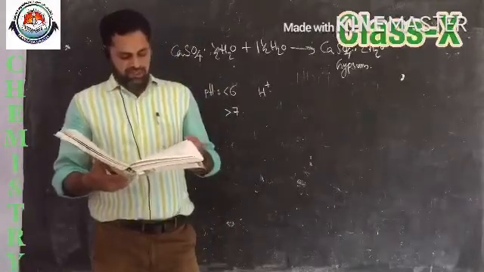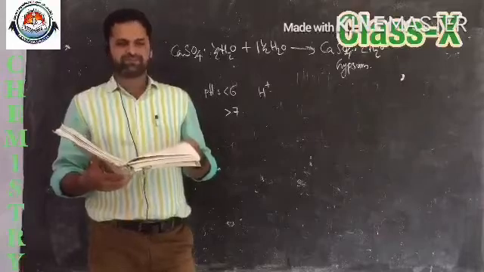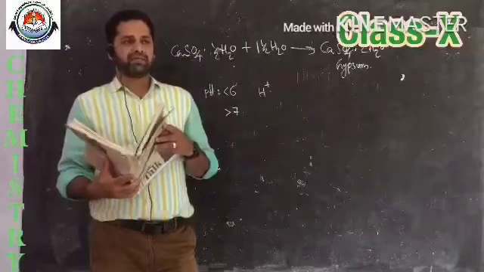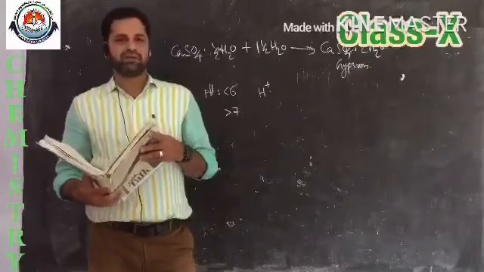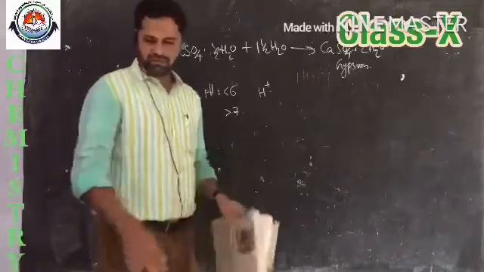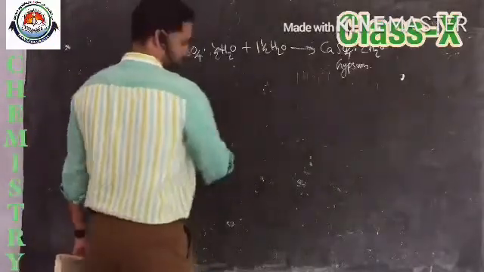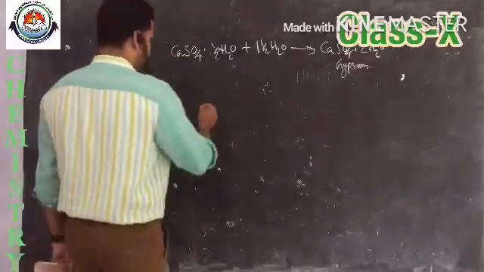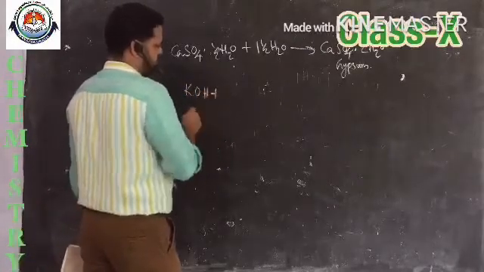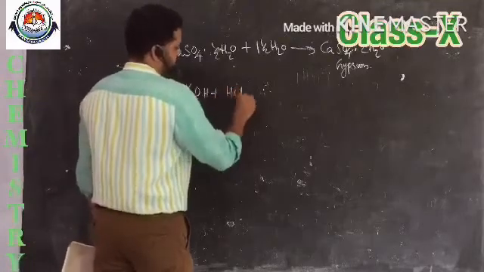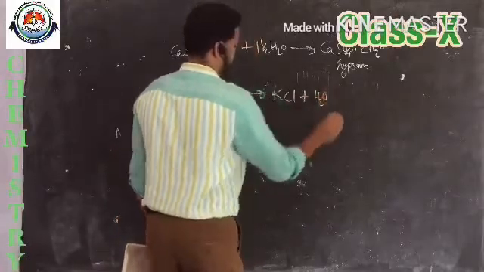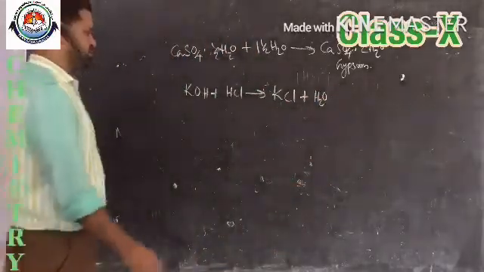Then, what is a neutralization reaction? Give 2 examples. There are many examples for neutralization reaction. An acid reacts with a base to form salt and water. That is called a neutralization reaction. You can write any examples. For example, KOH is a base, reacting with the acid HCl, gives KCl plus H2O. This is a type of neutralization reaction.